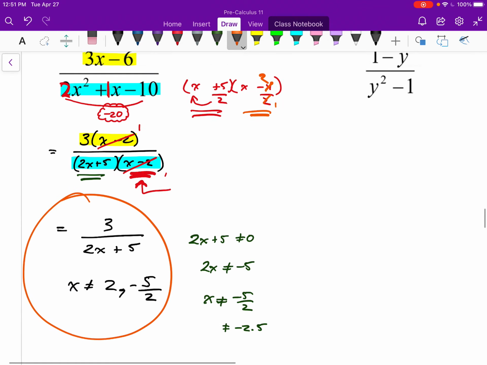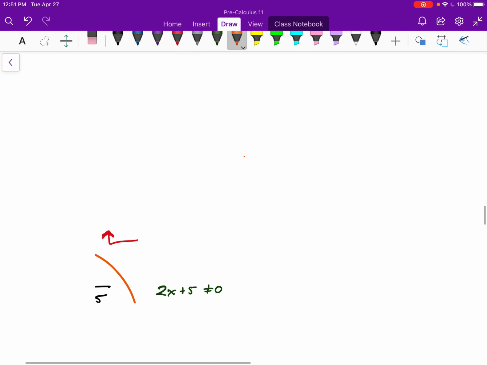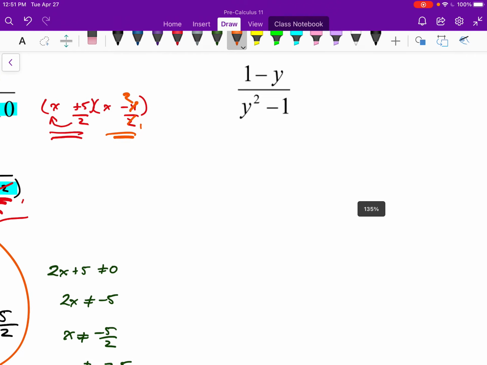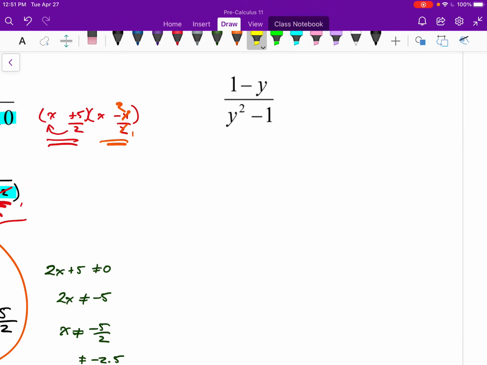So, last one. 1 minus y over y squared minus 1. How can I simplify this? It's hard to tell again until I factor it. The numerator is already pretty simple. The denominator is pretty simple, but it does factor. It's a difference of squares, so it's y minus 1 times y plus 1.